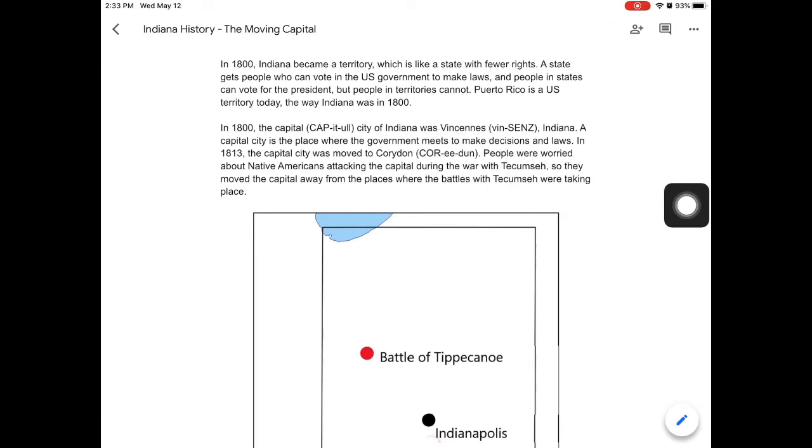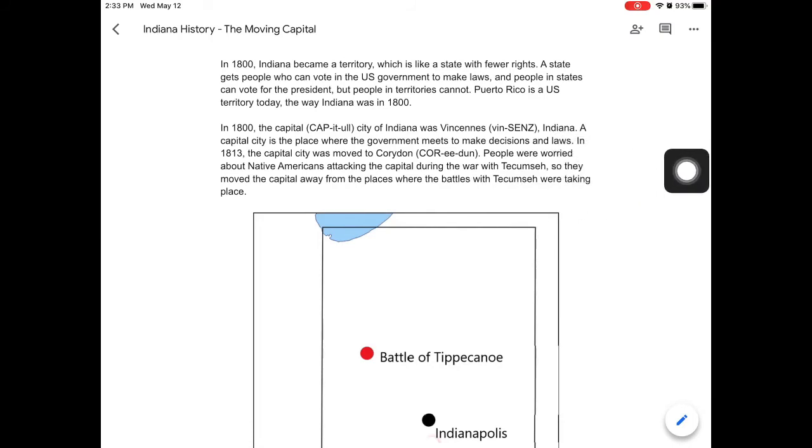Now I'm looking for the first state capital. What was the capital when it was a state? Okay, so I'm going to keep reading and looking for city names. Ooh, okay, here's a city name. Corydon. Let's read it before and after. In 1830, the capital city was moved to Corydon. People were worried about Native Americans. Okay, so that's the reason they moved the capital.